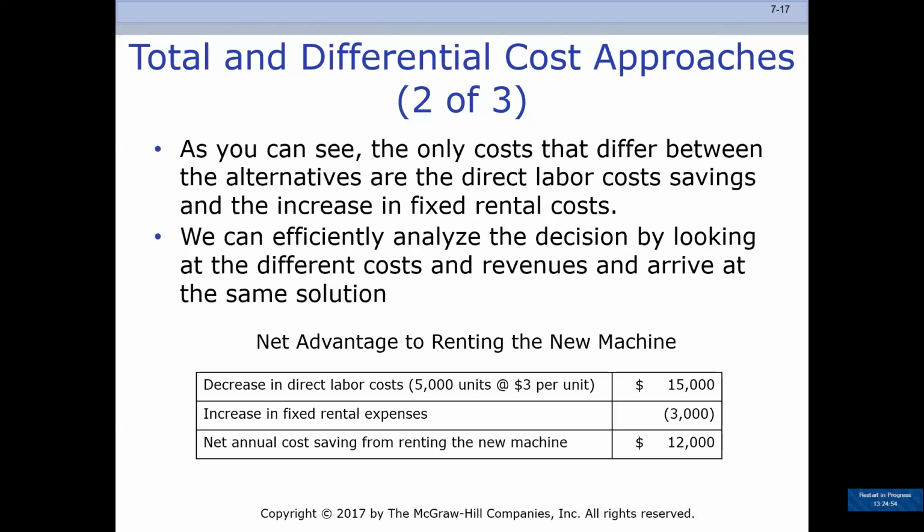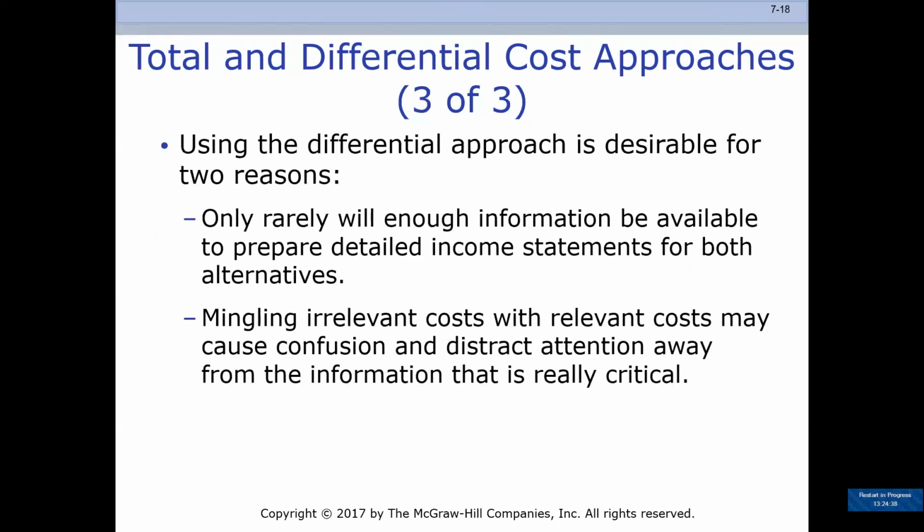If you're doing an exam where there's a time constraint, if you understand both methods equally, the aggregate and the differential approach, you can save time by just doing this. Ignore all the stuff that doesn't count. Using the differential approach is desirable for two reasons. Only rarely will enough information be available to prepare detailed income statements for both alternatives, and mingling irrelevant cost with relevant costs may cause confusion and distract attention away from the information that is really critical. So just ignore the irrelevant stuff, in other words.